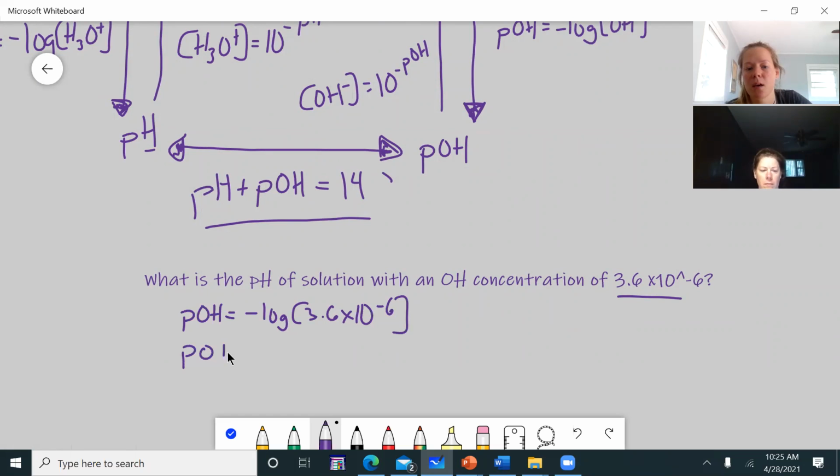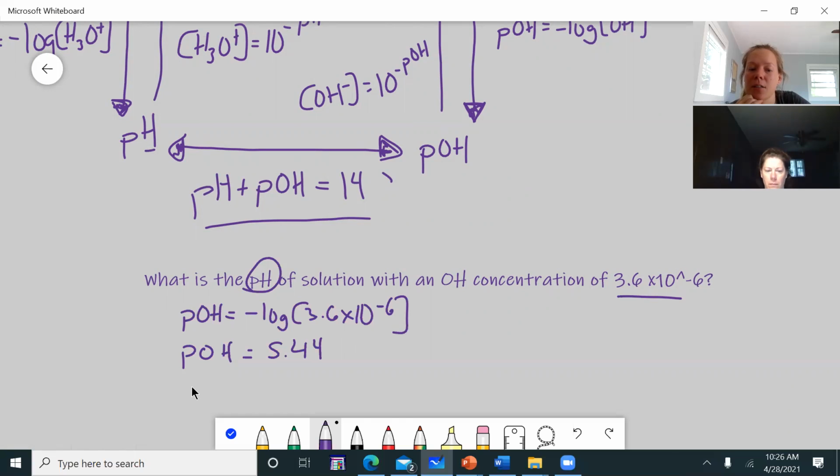And I end up with a pOH concentration of 5.44. Now, the problem doesn't want pOH, it wants pH. We don't use pOH a whole lot in chemistry or really in everyday life. Things are usually referenced in pH.